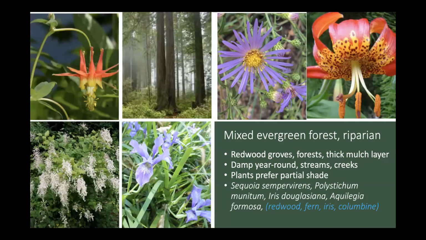And then we have the mixed evergreen forest, or riparian areas, which means near water. And these are our Redwood Groves, and I'm sure you all know that Redwood Groves are very limited in where they grow. These are our forests. They often have a thick mulch layer at the bottom. I know if you've walked in the floor of a redwood forest, that layer of duff can be so thick, and they need that. All of these plants coexist in this type of environment, usually damp year round, often with streams and creeks running nearby.